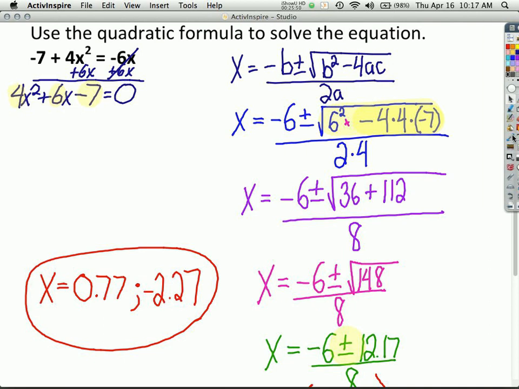So, know the formula, know what A, B, and C are, plug them in, crank it out. Watch for your danger zones. Biggest danger zone is right here. So, are there any questions on what to do? Because you're going to have to do it by yourself. Any questions?